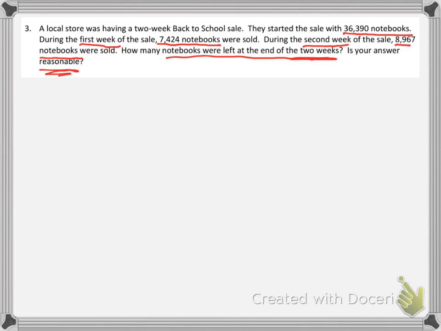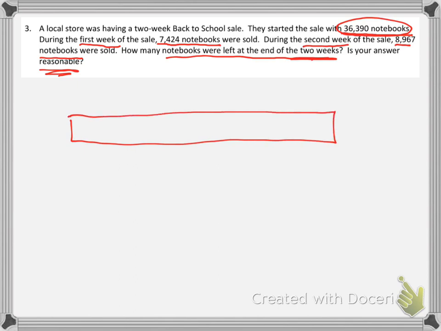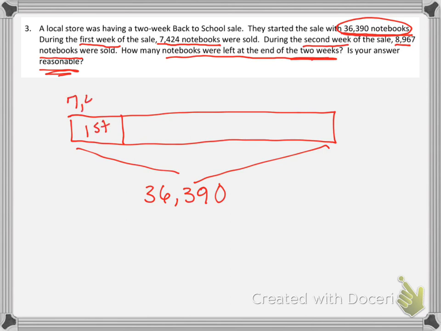So we're going to do this with the tape diagram. And because this is what they started with, this is their total, I'm going to show a side-by-side tape diagram. And this whole tape diagram is going to represent 36,390 notebooks. And one part of this tape diagram we're going to label first. And this is going to be 7,424 because that's the first week of the sale that was sold.